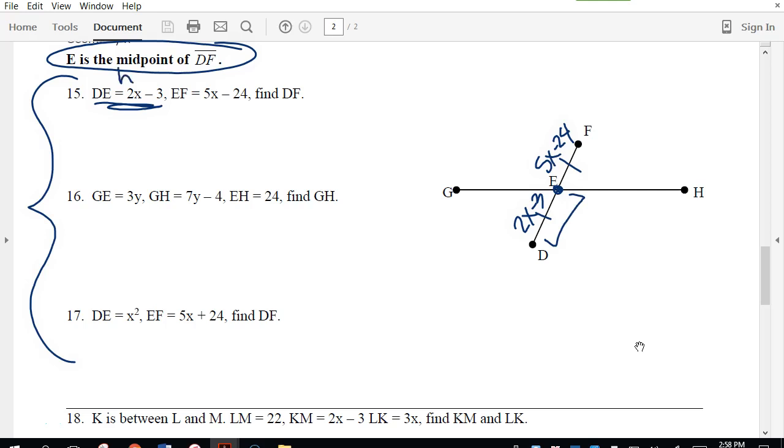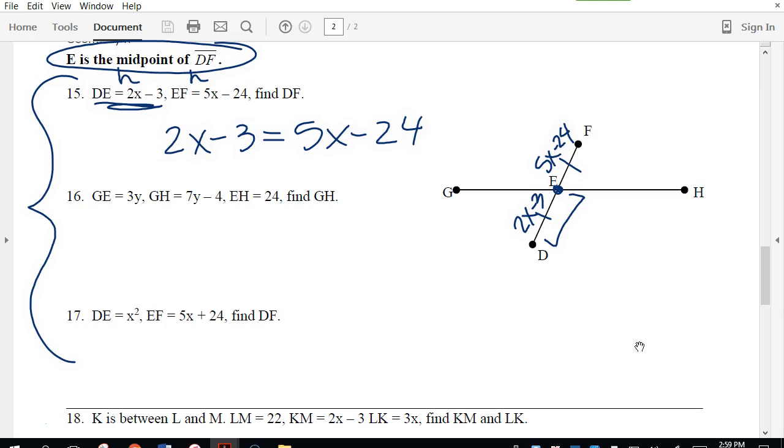So I'm going to put an H for half. And what about EF? It's another half. They gave us a half and a half. Just keep in mind, sometimes they give you a half and a whole. Sometimes they give you part plus part equals whole. Anyways, if these are both halves, we are allowed to set them equal to each other, because a half definitely equals a half. But don't set a half equal to a whole.